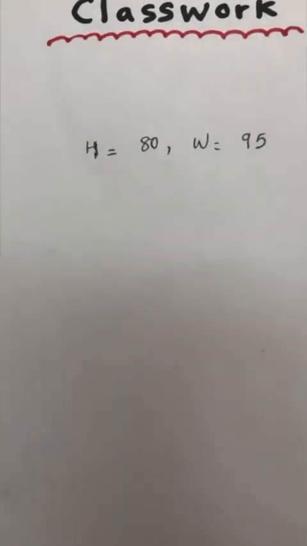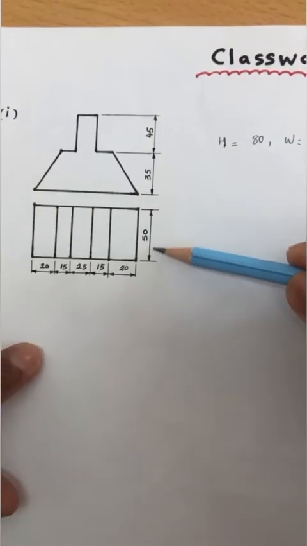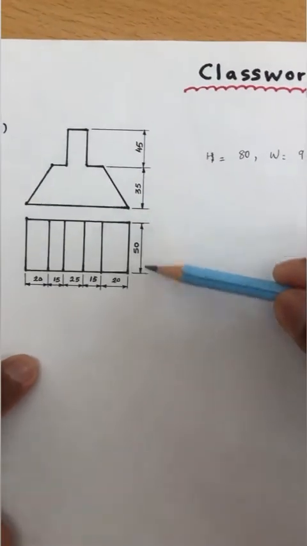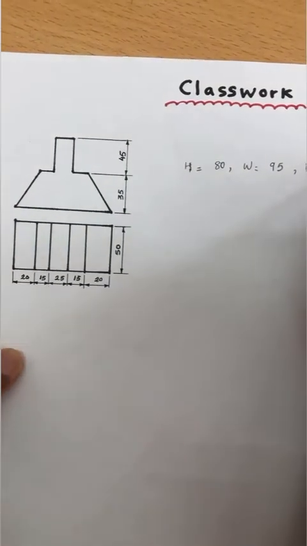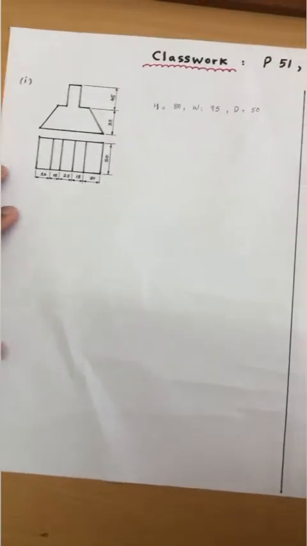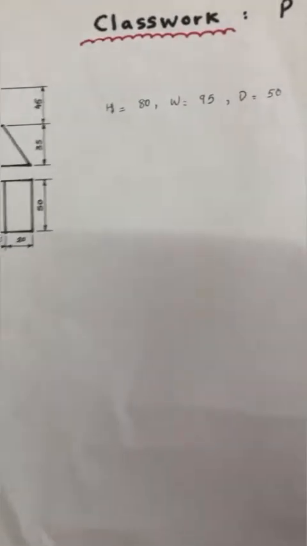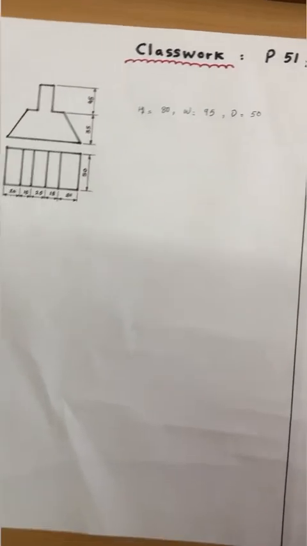So the width is 95. And now the depth, the capital D, we are going to obtain it from the top view. This vertical dimension represents the depth. So it is 50. Once we have extracted the information, that is the height, the width, and the depth, we are now going to draw the crate for us to be able to put the object inside it.